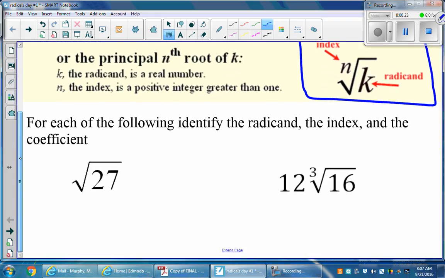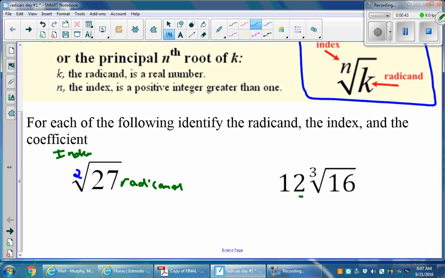Now, in the two examples that are down here, all I'm asking you to do is to identify the radicand and the index. The first one is a square root symbol, and it's very seldom ever written, but if there is no index written, it's assumed to be a square root, which is an index of 2. So in this example, the index would be 2, and the radicand would be 27.